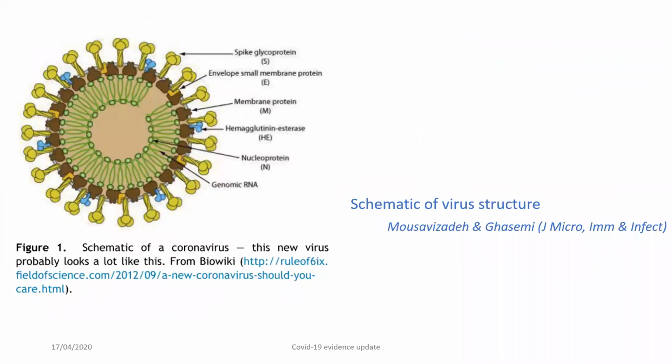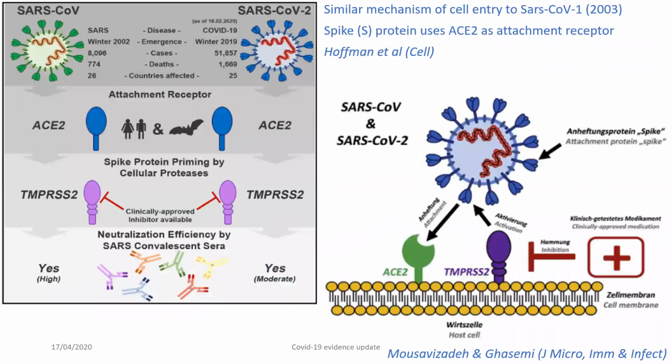This is a nice image of just what the virus structure looks like, showing the external spike proteins that are important for cell entry, as well as the other surface proteins and the RNA there in the center of the cell. The diagram on the left shows the similarities and differences between the current coronavirus and the 2002 SARS coronavirus. But there are great similarities in terms of their attachment receptor and the use of spike protein in infecting cells.